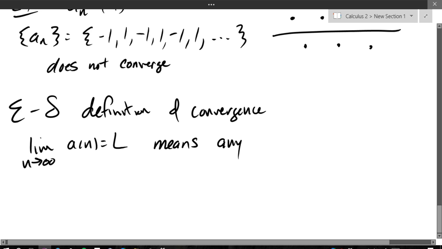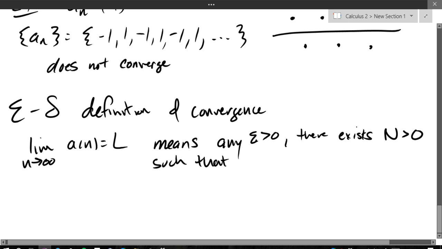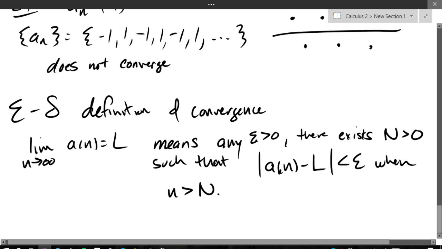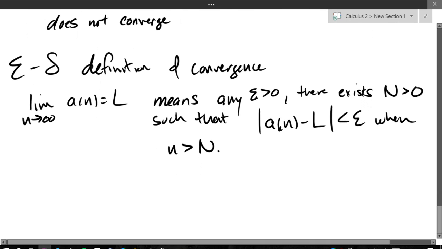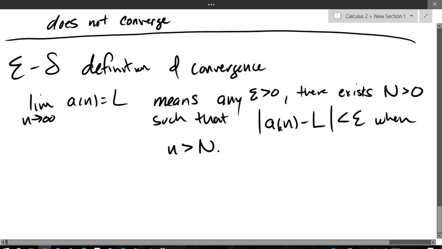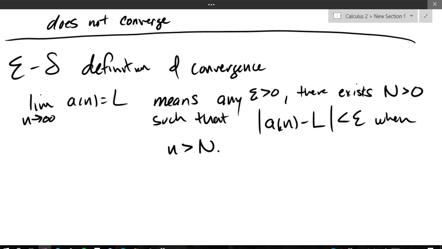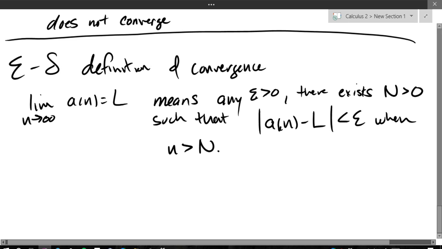So this means for any epsilon greater than zero, there exists, so I'm not going to use the letter delta, but I'm going to use a big N greater than zero, such that |a_n minus L| is less than epsilon when n is greater than big N. So I will not put this on a midterm or a final exam, so you don't have to worry about the epsilon definition of limit in this case. So let's partition that off.